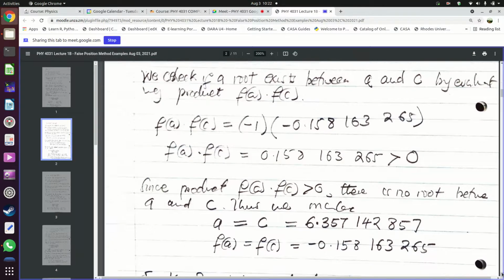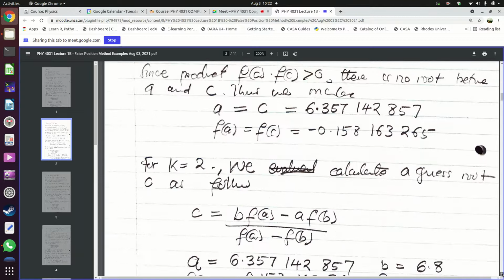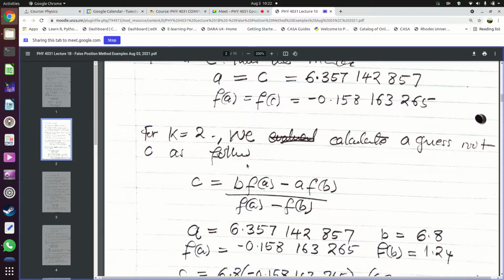Next, we repeat the process again. We do it for k equals 2. Our A has changed, and our f(A) has changed. So we work it out for k equals 2. We calculate a new guess value, C. C is equal to (B f(A) minus A f(B)) divided by (f(A) minus f(B)). So our new A is 6.357142857, and our f(A) is now minus 0.158163265. Our B is still the same.